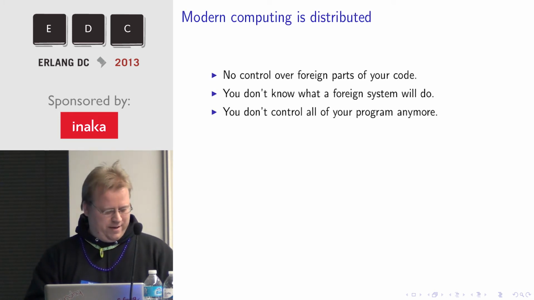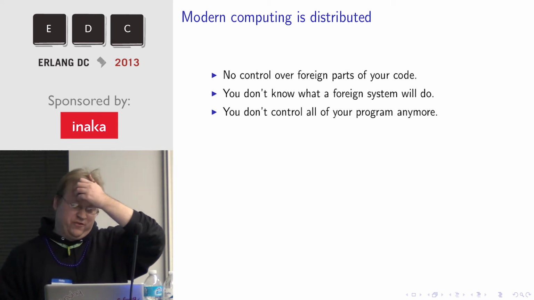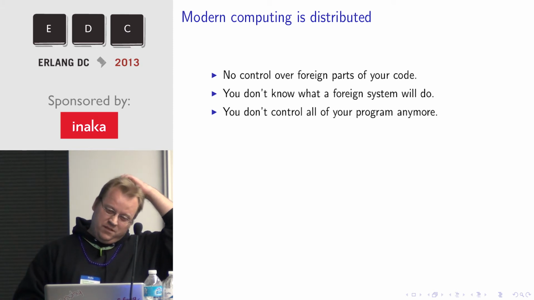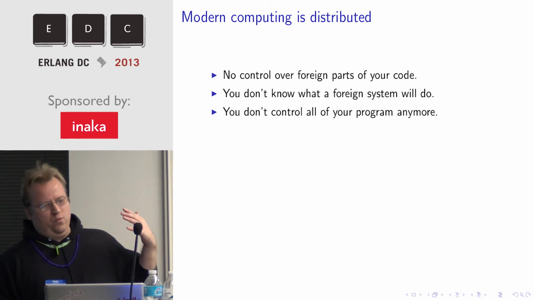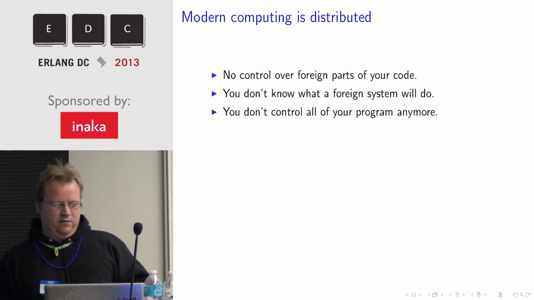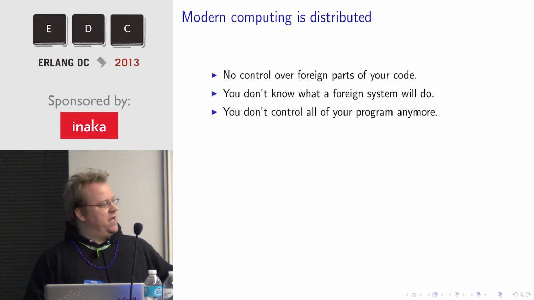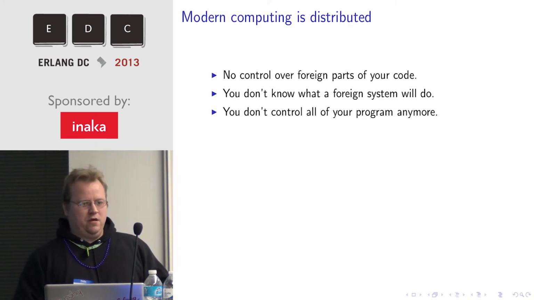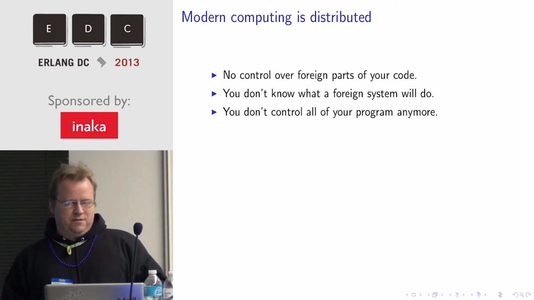Then there's the part about modern computing, because one of the idioms I try to use in the system is that when you write systems, the problem is that you have no control of all of your system today because modern systems are distributed. In this case, I have no control over the Quick Lifesite lifecycle, but I still need it in order to do my work. So the problem is that I do not control that part of the code. And I do not know what the foreign system will do.